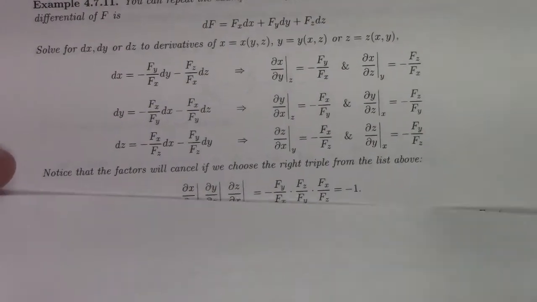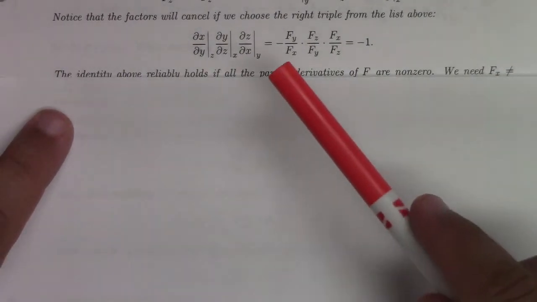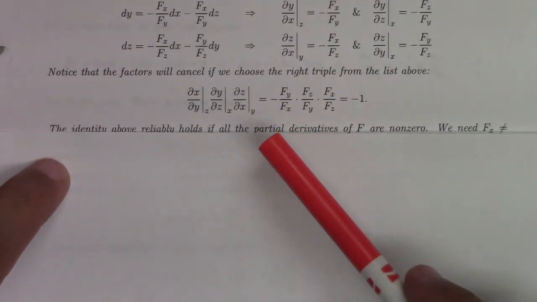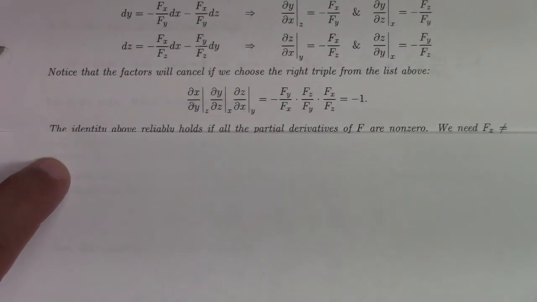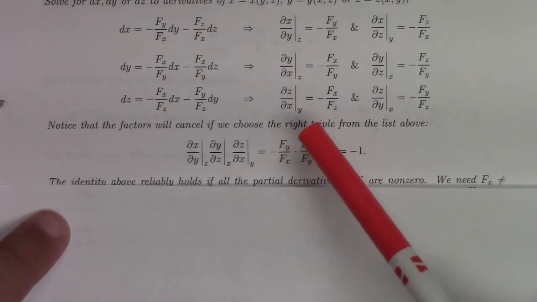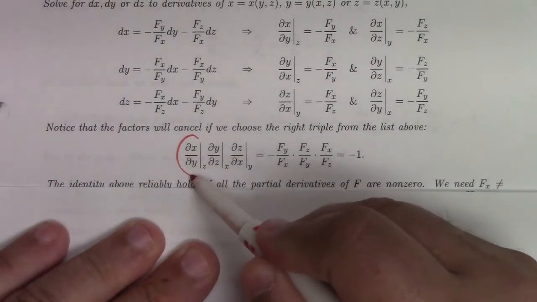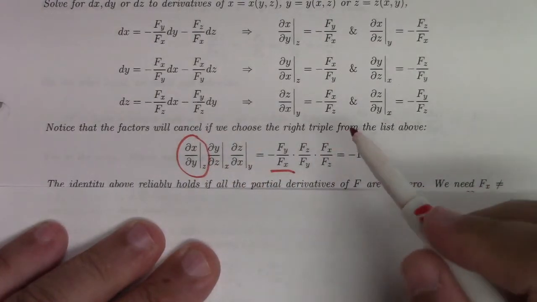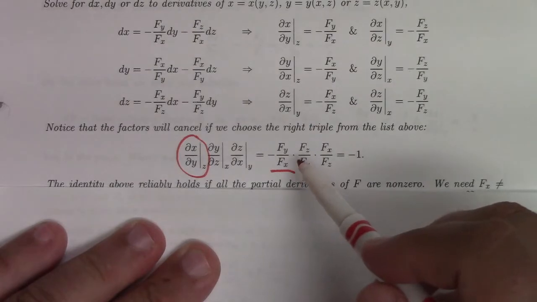And this is just the generalization of the previous example. If you calculate partial x partial y times partial y partial z times partial z partial x, holding respectively z, x, and y fixed, you get from this right here, minus f_x. So let me show you where this is coming from. This guy, which is this guy, right? Where's that coming from? That's from the dx, right?